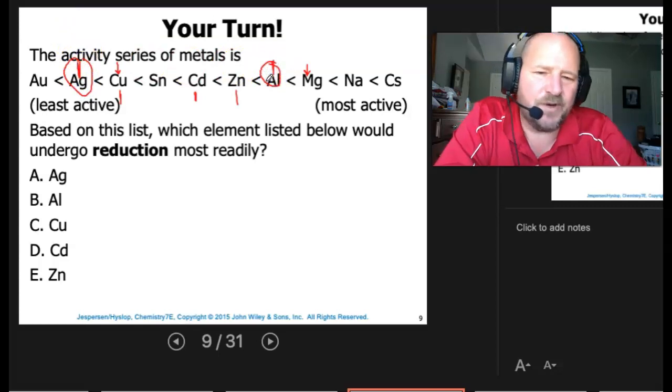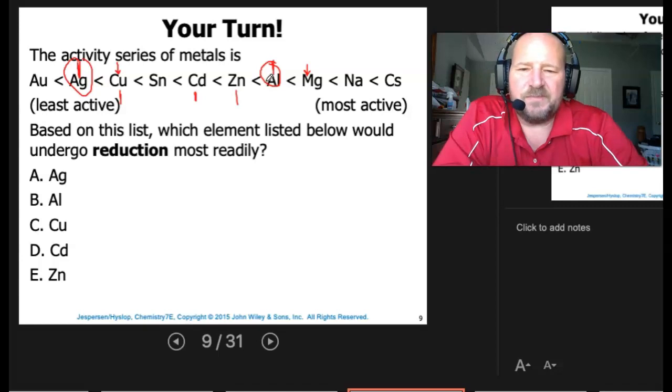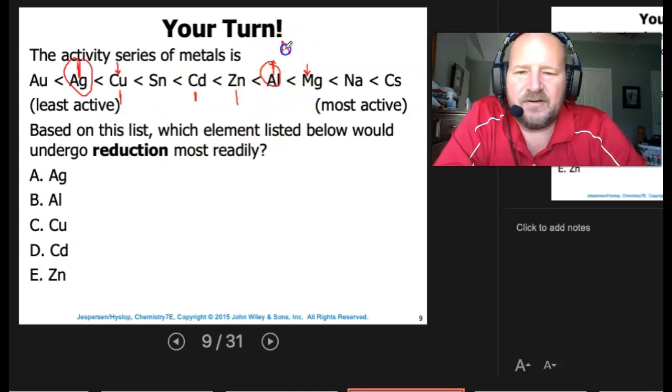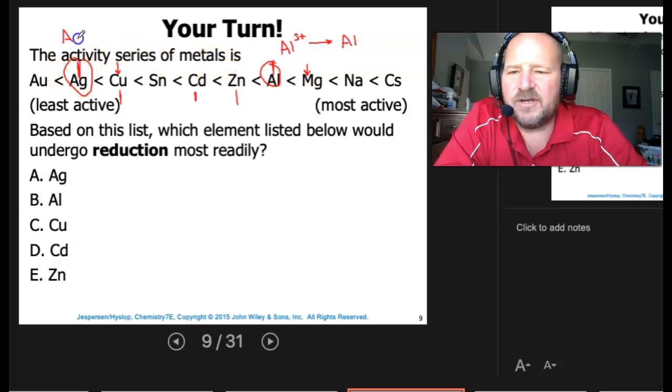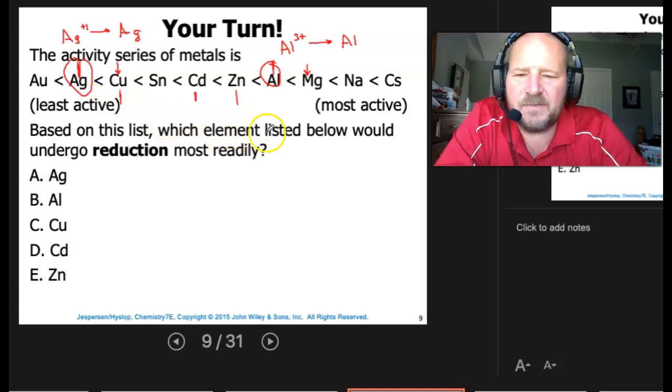And so we know it's got to be one end or the other. So now which end will it be? All right, so here we're going to be looking at Al3+ reducing to aluminum versus Ag+1 reducing to Ag.